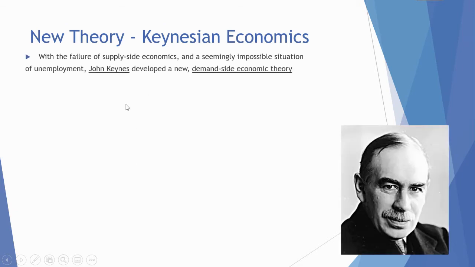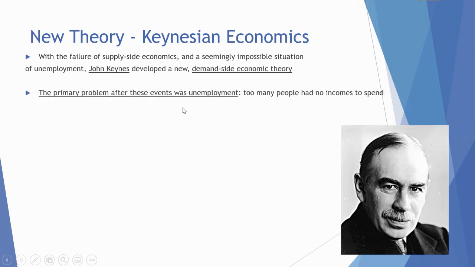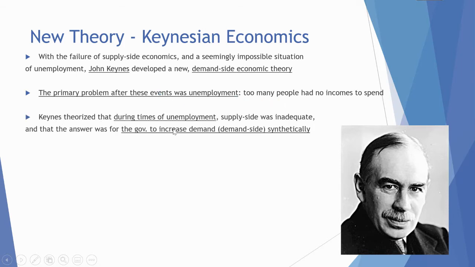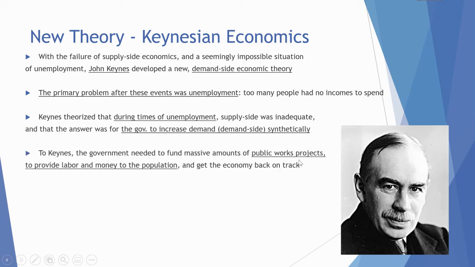So enter this guy, John Keynes, and Keynesian economics. He's going to come up with the idea that in order to get a country out of depression, a government needed to spend money. So the primary problem after these events was unemployment. People had no incomes to spend. So Keynes is going to say that during times of unemployment, the government needed to increase demand by themselves. You could do this by public work projects, creating the highway system, building bridges, stadiums, getting people to work and the government paying for it so they had money to buy things. And in turn, hopefully, businesses would rehire people and that sort of thing.